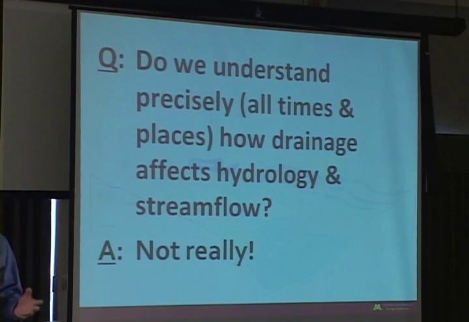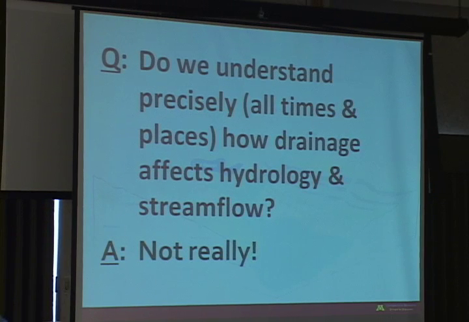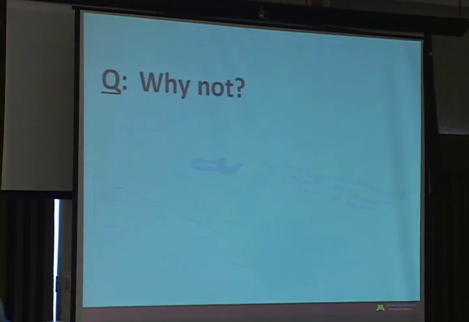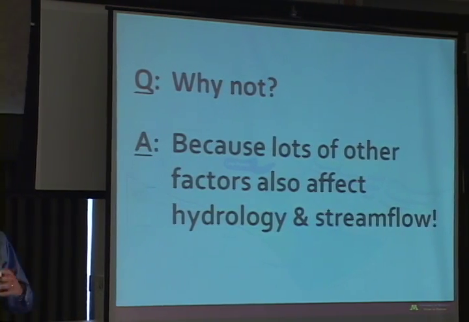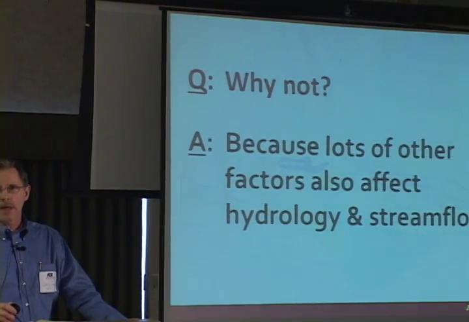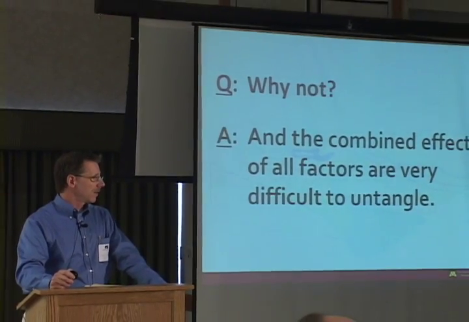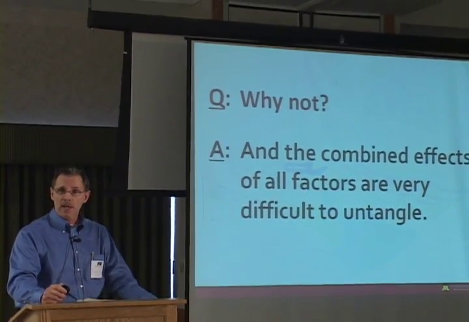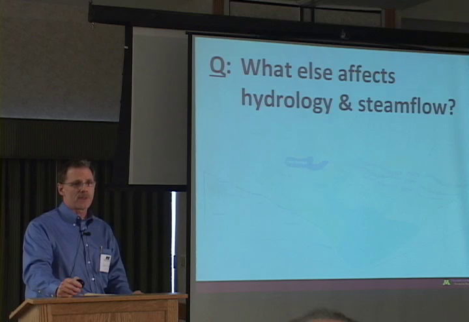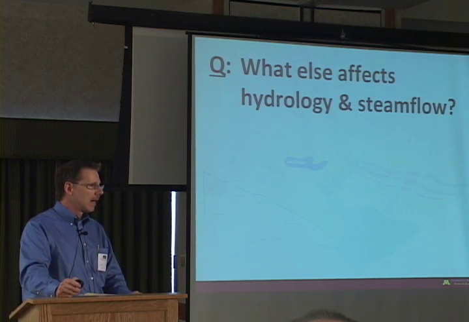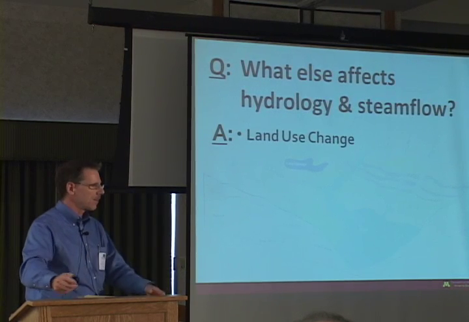There are some things we know, and some things we don't know. And again, the overall message is that it's kind of a complicated world, and that's what makes answering that question so difficult. So why don't we understand it? Because there are lots of other factors that come into play. Lots of other factors. And the combined effects of those factors make it a very challenging question to answer. So what are some of these other factors? What else affects hydrology and stream flow in addition to agricultural drainage? Well, there's a whole list, and we've been talking about them today.